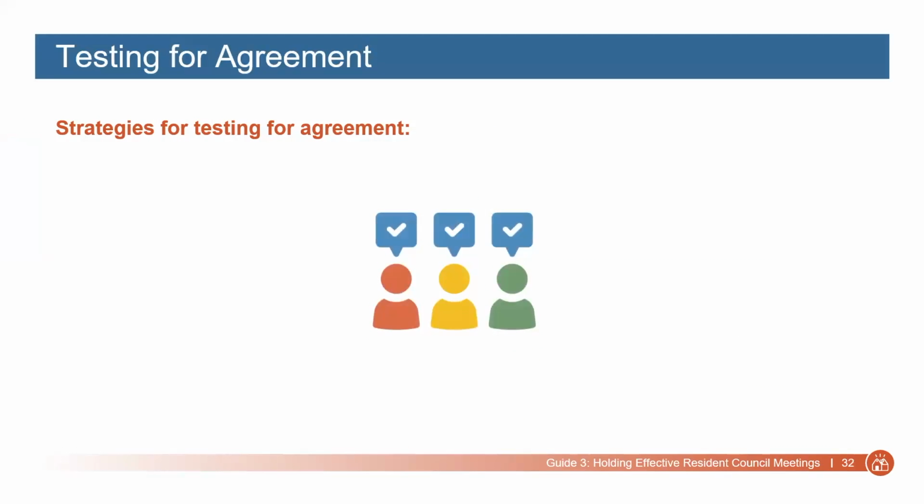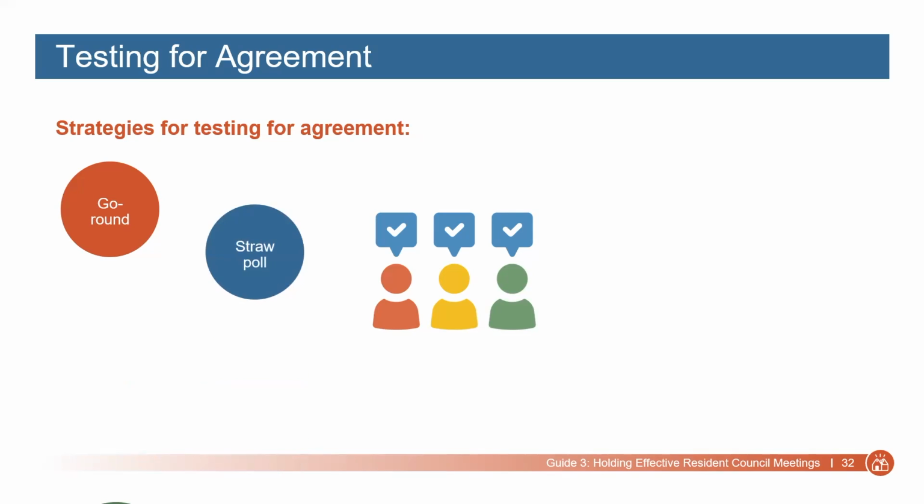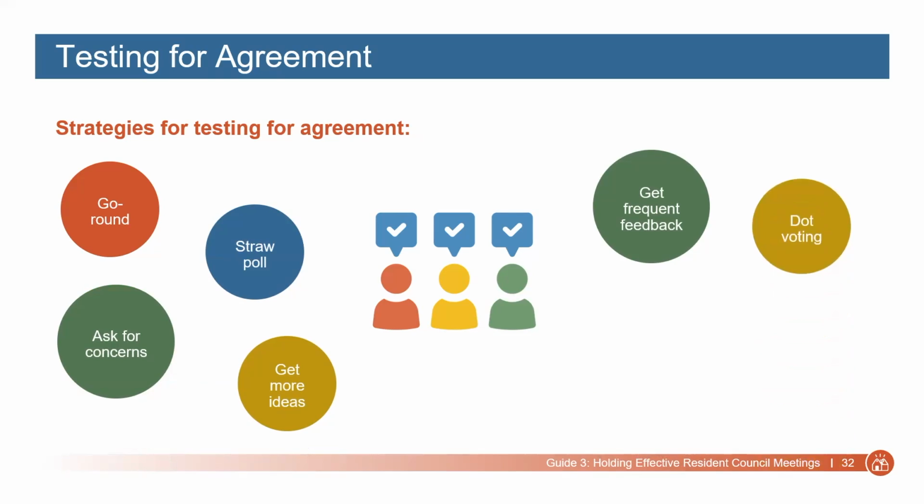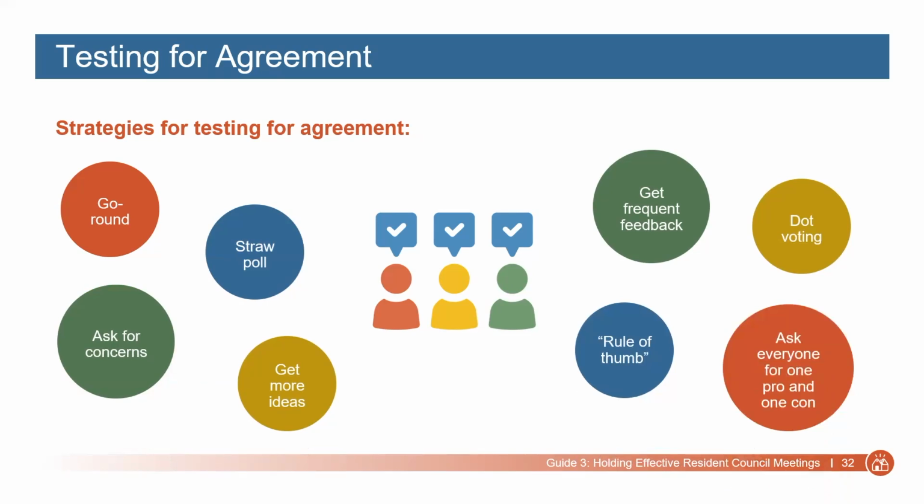No matter which model of decision making you use, you will need some strategies to test for agreement before ending discussion. Some strategies include: go around, straw poll, asking for concerns, getting more ideas, getting more frequent feedback, dot voting, rule of thumb, and asking everyone to share one pro and one con. We'll discuss some of these strategies.